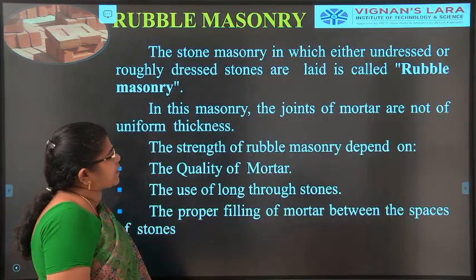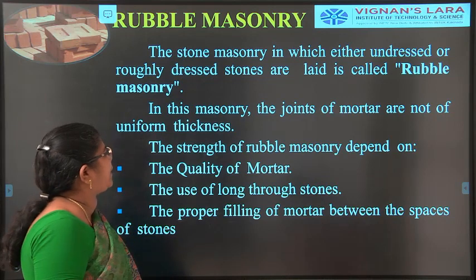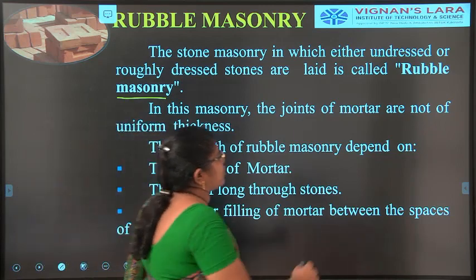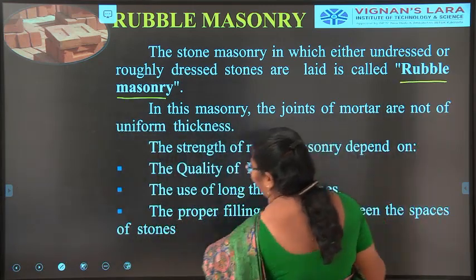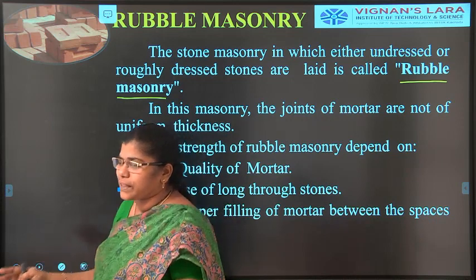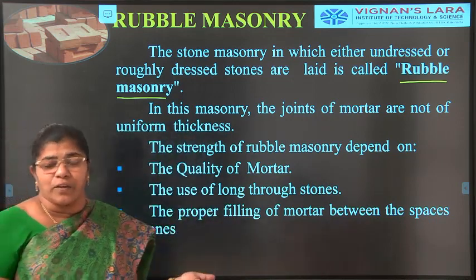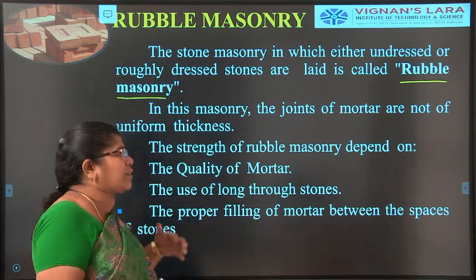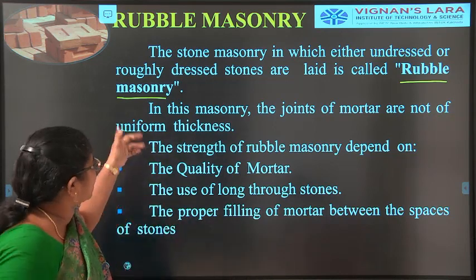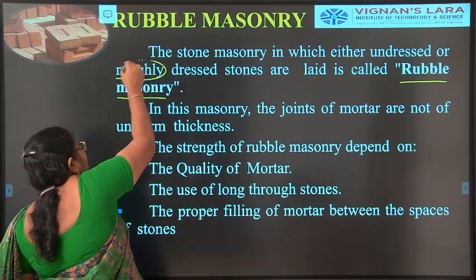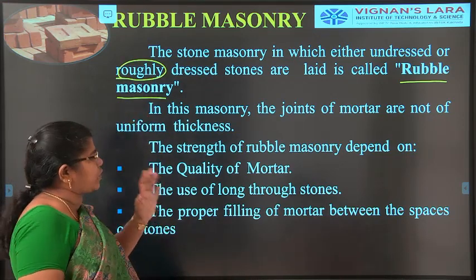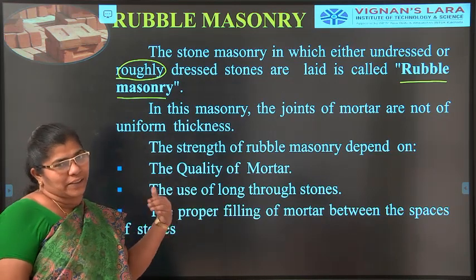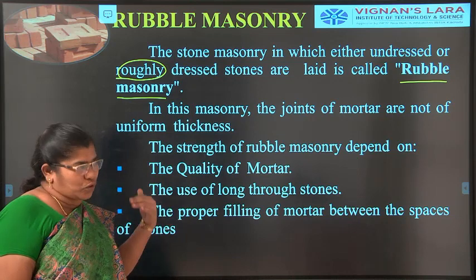The stone masonry in which either undressed or roughly dressed stones are laid is called the rubble masonry. Either we will be using a rock that is cut into particles of different sizes, or we will be using hammers or machine cutting, whatever it is, to properly cut it into different sizes that we may use. That is called undressed or roughly dressed. Not properly dressed, roughly dressed stones we will use in the rubble masonry. So compared to the ashlar masonry, this rubble masonry uses rough stones.